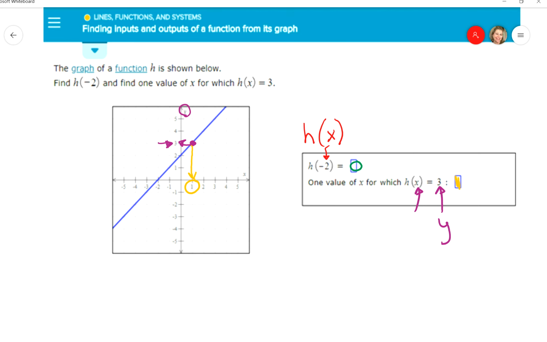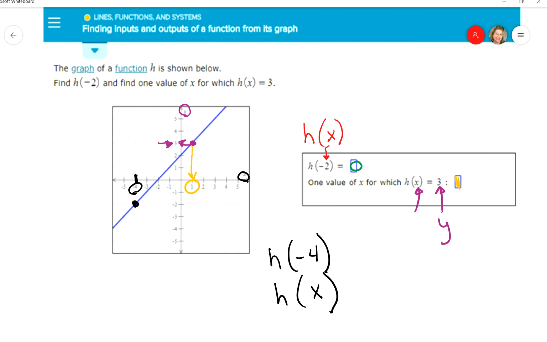So there you go. What if they had asked me to find h of -4? Okay, again, they're giving me the x coordinate. Remember, this is always h of x. So I go to the x-axis. This is the x-axis, right? The horizontal. And I go to -4, which is right here. That's this point here. I'm going to look straight down.